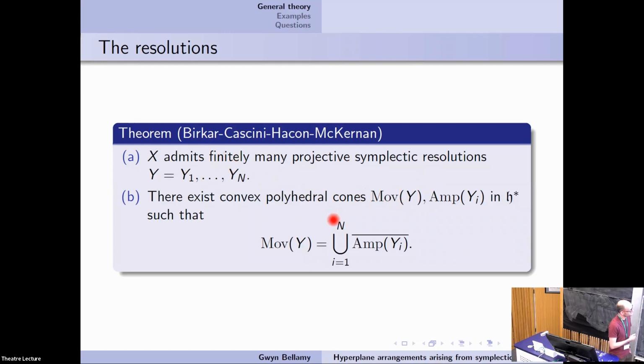And the second thing is that inside my H star, there are many natural polyhedral cones. There's something called the movable cone, and that's tiled by these things called the ample cones. Ample cones, you probably know, are the cones spanned by the ample line bundles on your variety. Movable is a bit more technical, but you can take this as a definition, that it's just covered by these finitely many polyhedral cones. Okay. So this we know by this huge theorem always exists.